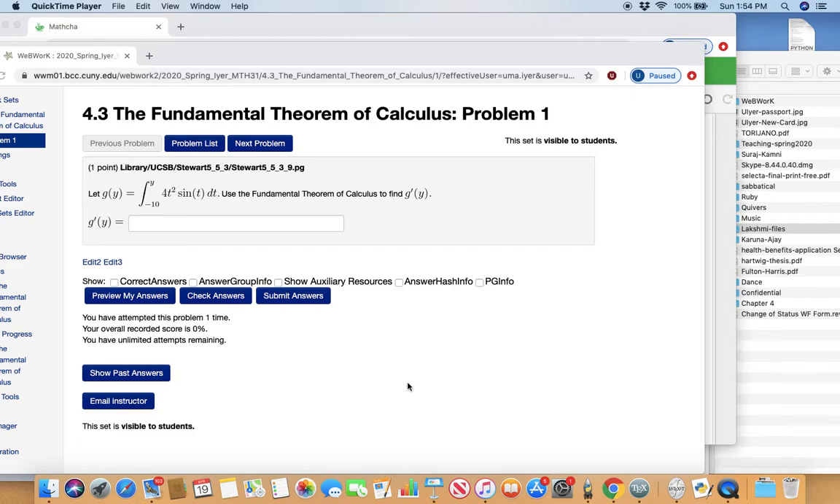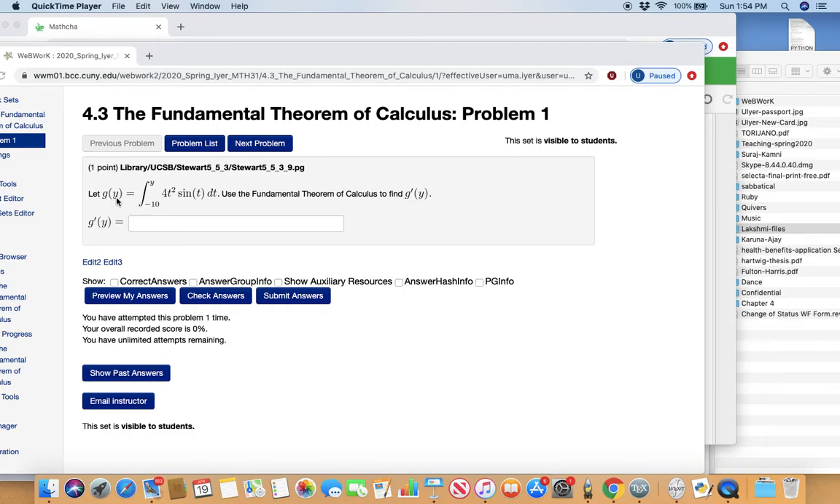Welcome back. Now we start problems on section 4.3, fundamental theorem of calculus. The very first question is, let g of y be the integral from negative 10 to y of 4t squared sine t dt. Use the fundamental theorem of calculus to find g prime at y.